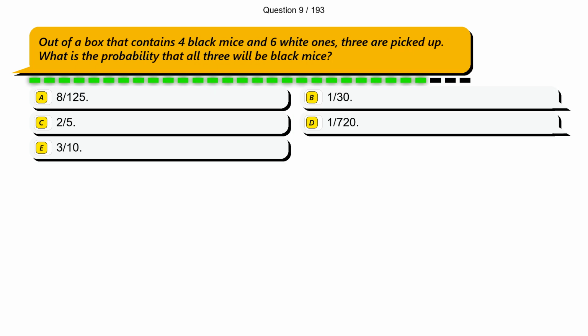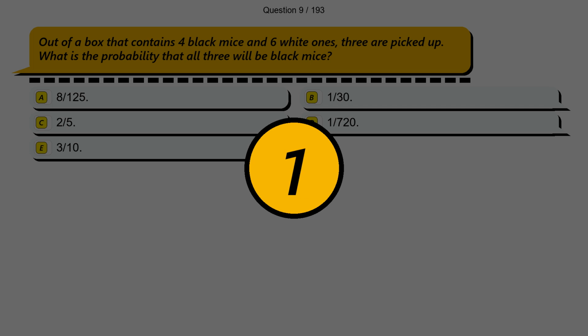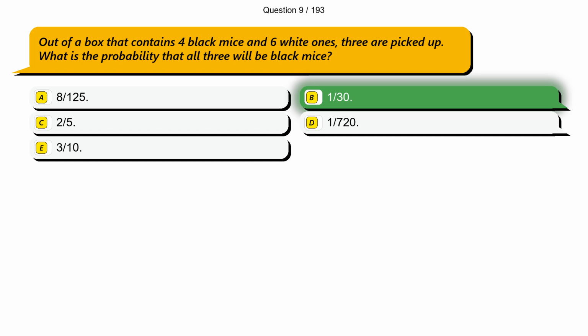Question 9. Out of a box that contains 4 black mice and 6 white ones, 3 are picked up. What is the probability that all 3 will be black mice? Option A 8/125, option B 1/30, option C 2/5, option D 1/720, option E 3/10. The correct answer is option B, 1/30.